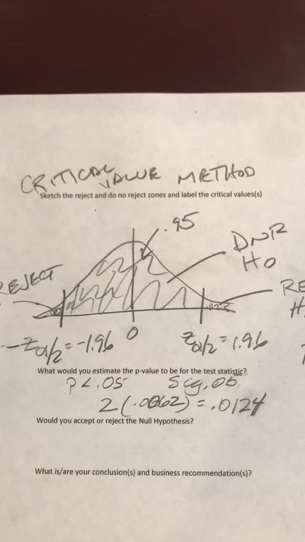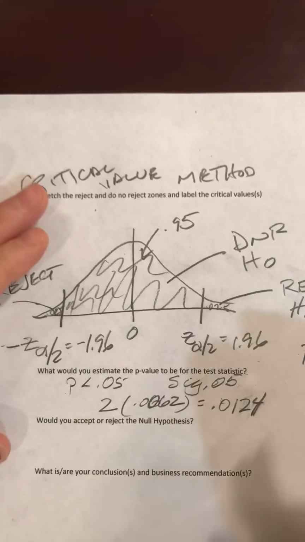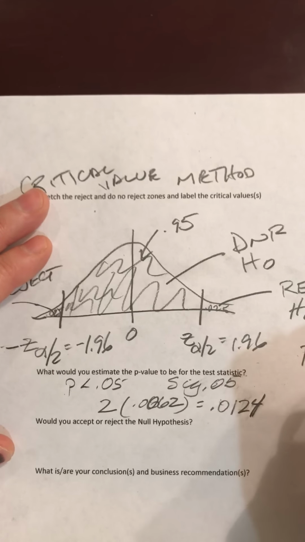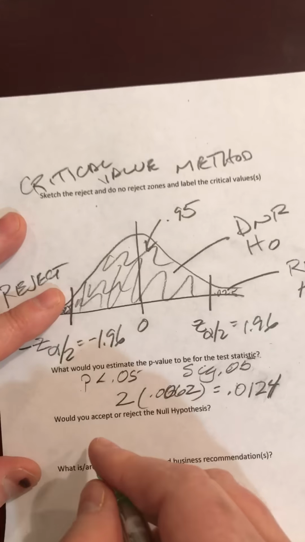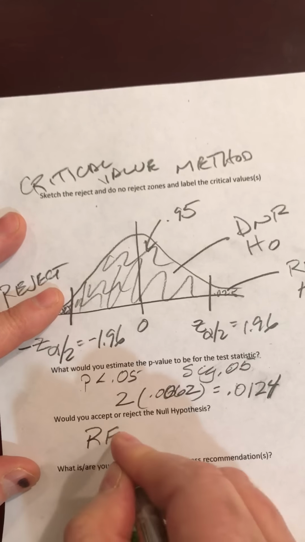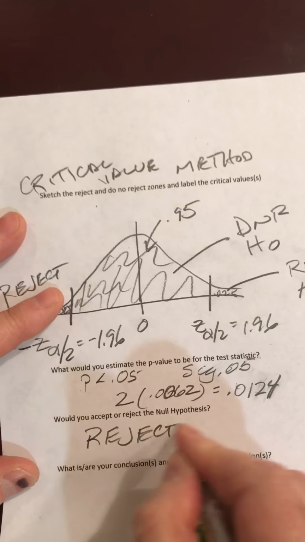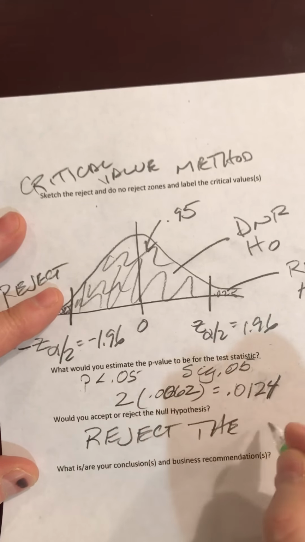Now, here again, this is p less than 0.05. 0.0124 is clearly less than 0.05. So here you would once again clearly be rejecting the null.